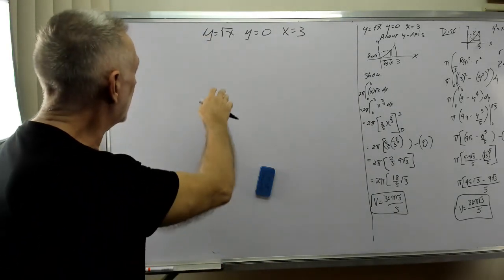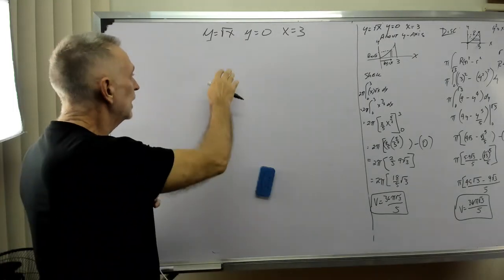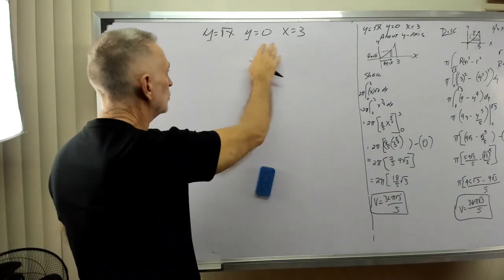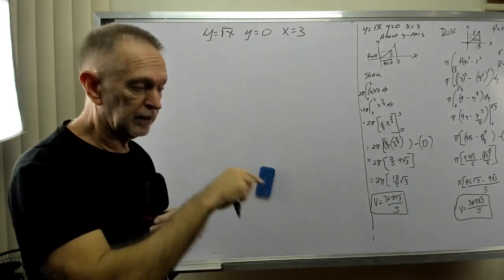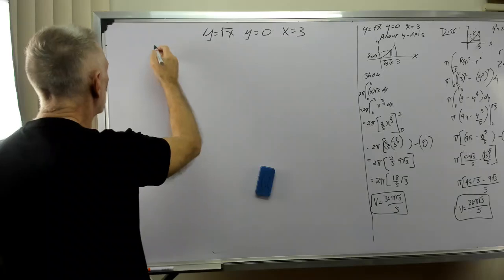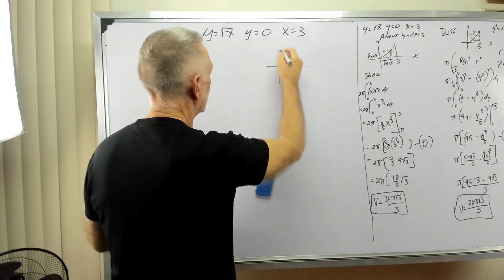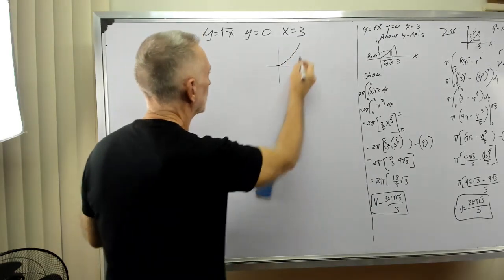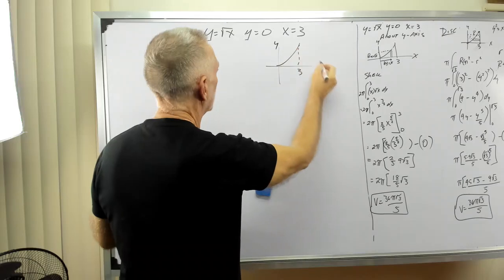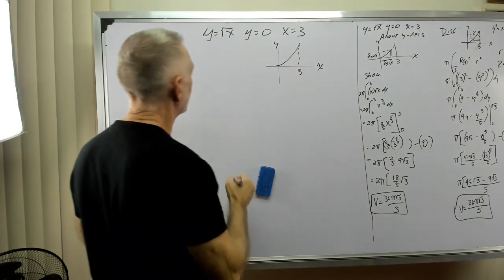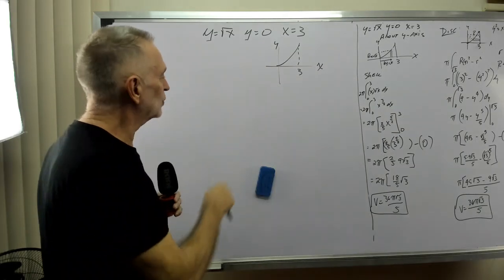Let's assume we have some function y equals square root of x, and it's bound by y equals 0 and x equals 3. Where those three curves intersect, it makes a shape. So it looks something like this: I have some function here, and I have x equals 3. This is my y-axis, my x-axis. And we're going to revolve that shape about the x-axis.